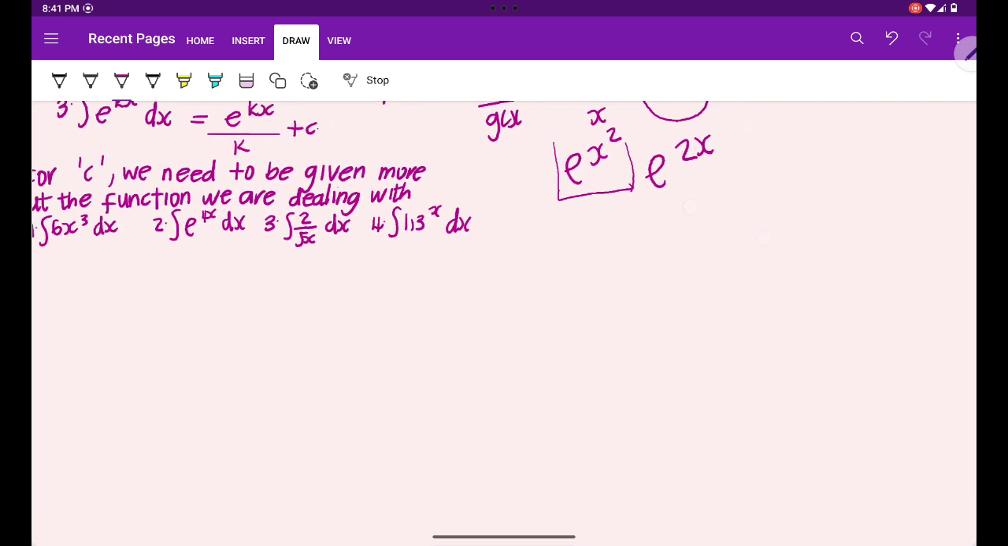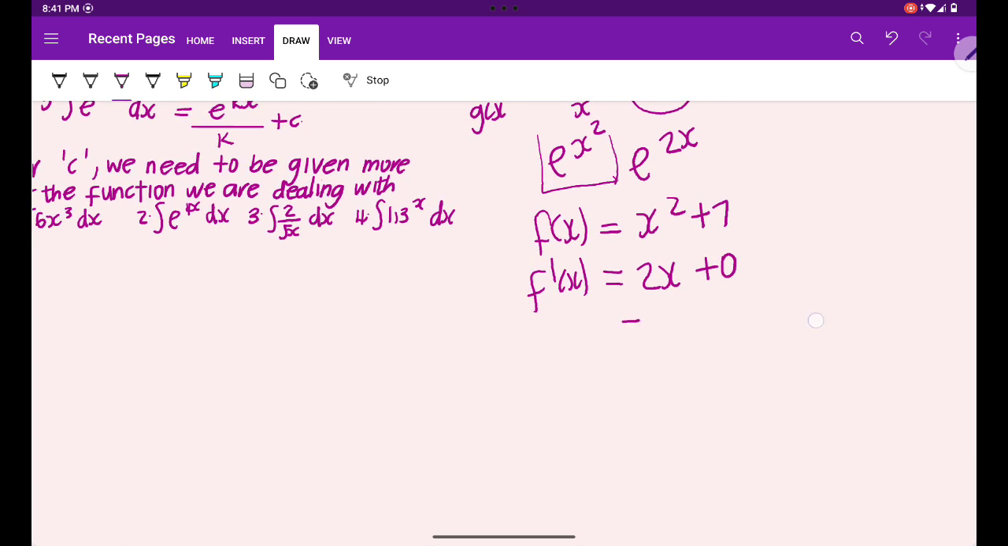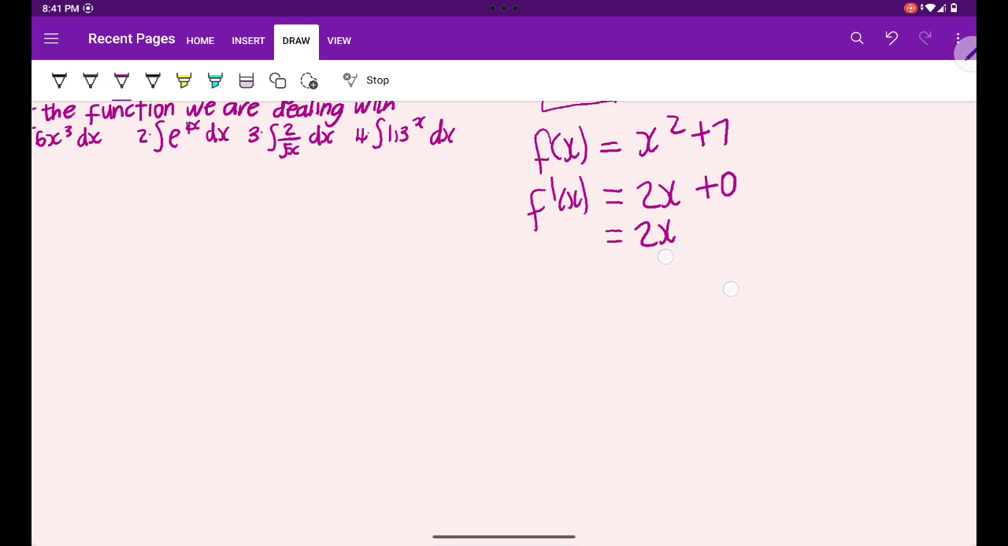So let's make an example. Let's say you have a function f of x is equal to x squared plus 7, right? If you had to find f prime of this function, it would be 2x plus 0, because you are differentiating a constant 7, which would be equal to 2x, right? Take another function g of x, and say you are differentiating x to the power of 2 plus 3 this time around. So you had a 7, now you have a 3. This is going to be 2x plus 0, which is going to give you 2x.